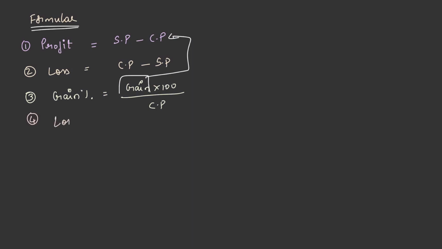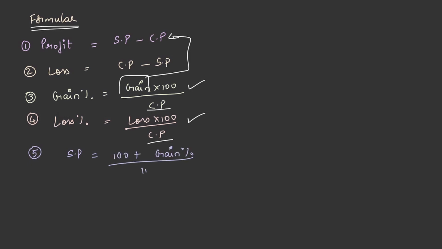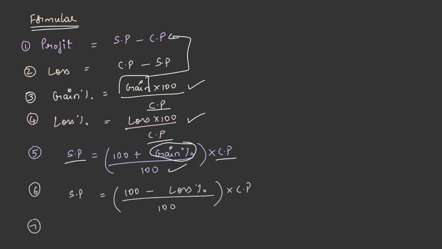Then how to determine the percentage of loss? Loss into 100 by cost price. Both the percentage of profit and the percentage of loss are mainly dependent on cost price. Now the formula for selling price is 100 plus gain percentage by 100 into cost price. If gain percentage and cost price are given, we can use this formula in order to get the selling price. Similarly, if loss percentage and cost price are known, we can find the selling price by using this formula.